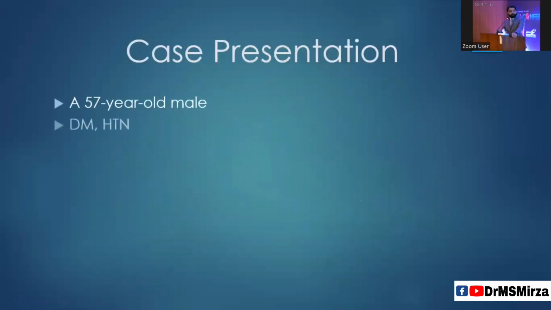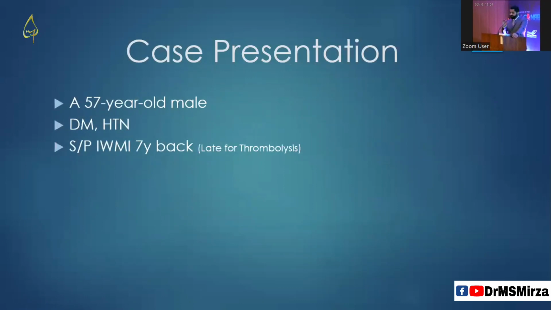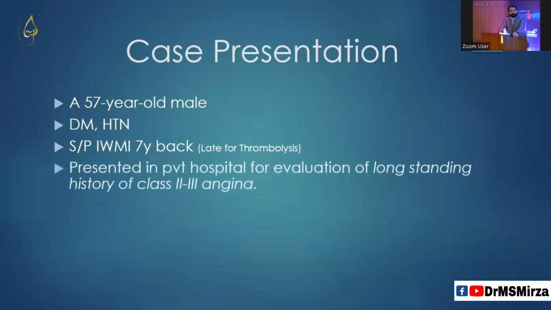So basically, this is a case presentation of a 57-year-old male who is diabetic and hypertensive. He had an episode of inferior wall MI 7 years back, for which he was not thrombolyzed at that time due to late presentation. Now he presented in a private hospital for evaluation of a long-standing history of class 2-3 angina.